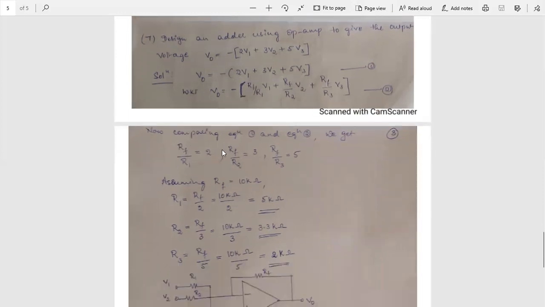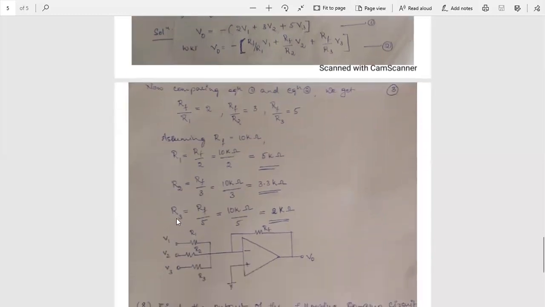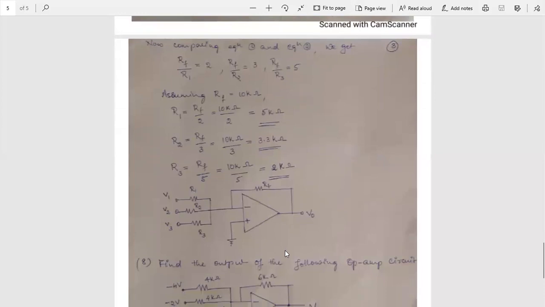Again, because the Rf value is not given in this problem, assuming Rf is equal to 10 kilo ohm, R1 is equal to Rf by 2, 10 kilo ohm by 2 is equal to 5 kilo ohm. R2 is equal to Rf by 3, 10 kilo ohm by 3 is equal to 3.3 kilo ohm. Then R3 is equal to Rf by 5, which is 10 kilo ohm by 5, equal to 2 kilo ohm. Okay. So this is an inverting summing amplifier circuit.